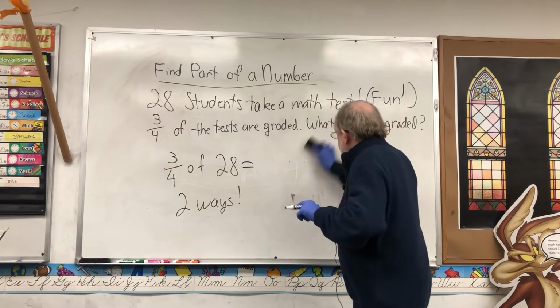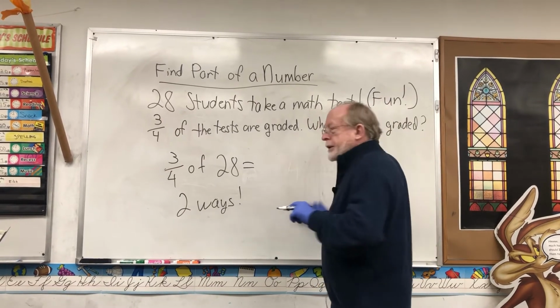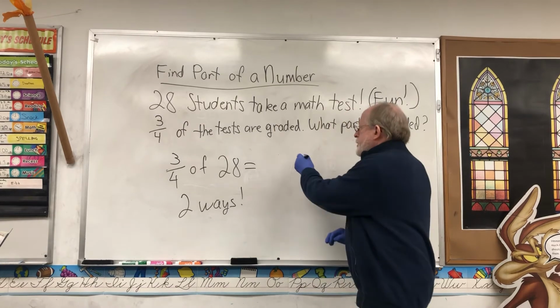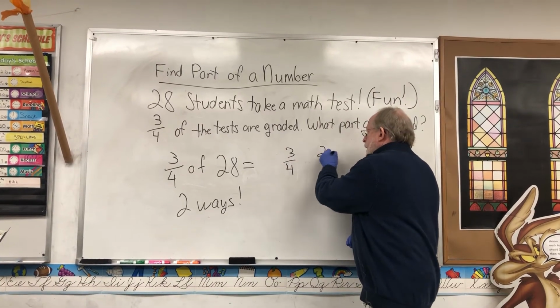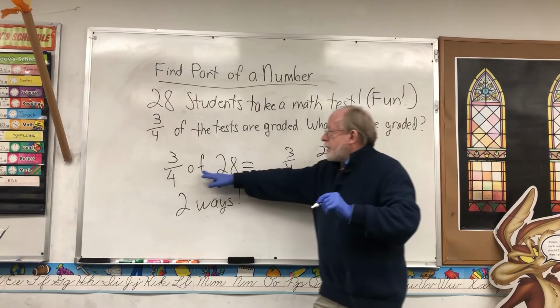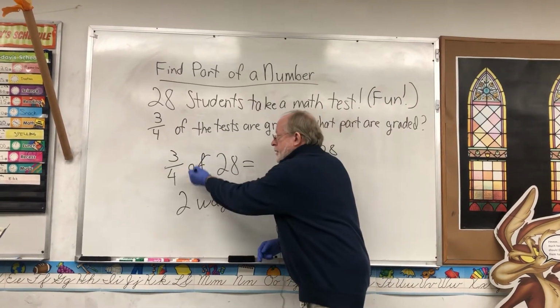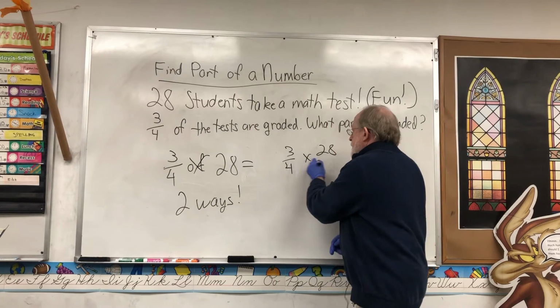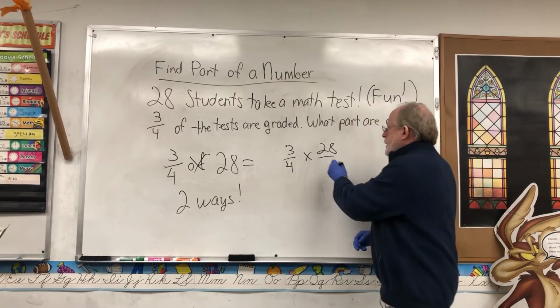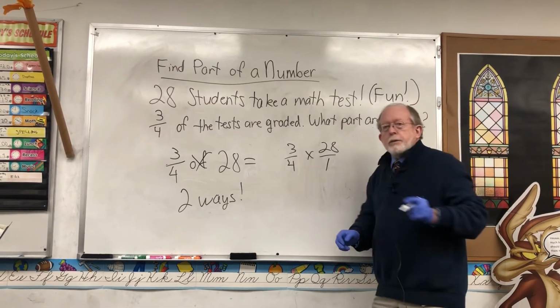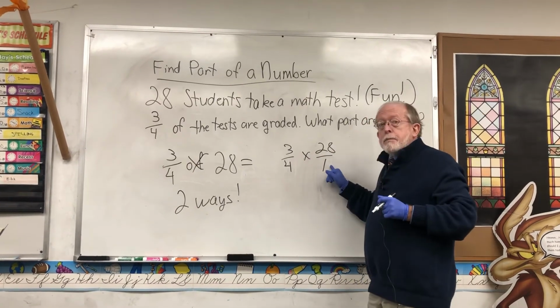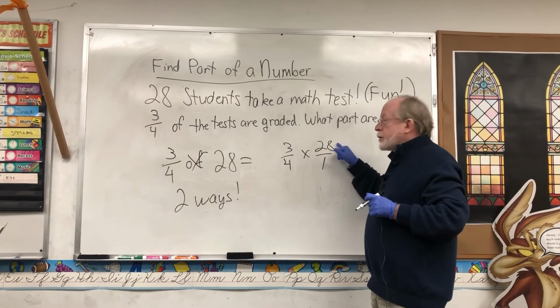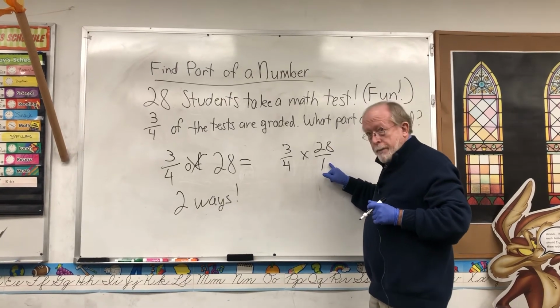There's another way that some people find that's a little bit simpler, and that's you take the 3/4 and you have the 28 here, and that "of" you can substitute and make a multiplication sign, and then you're going to put a 1 underneath the 28. So you make the 28 a fraction. Now this is what they call an improper fraction, because the numerator is bigger than the denominator.